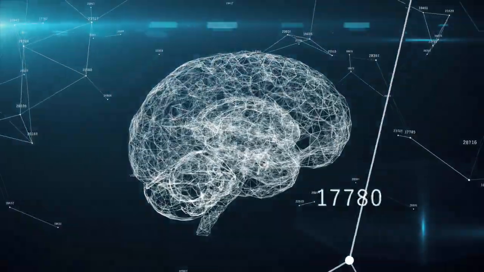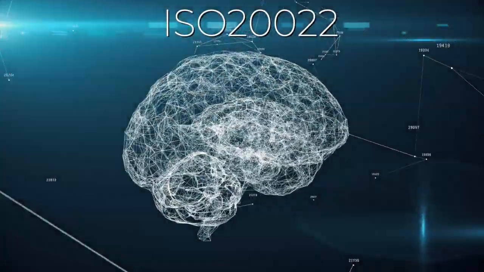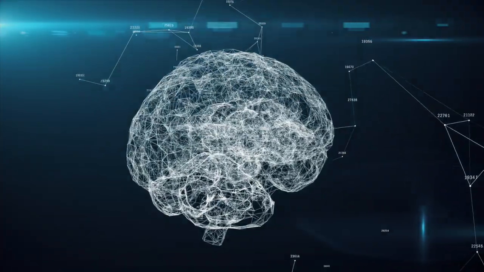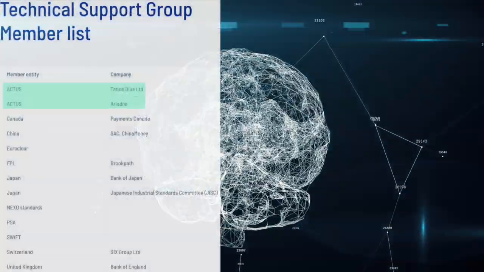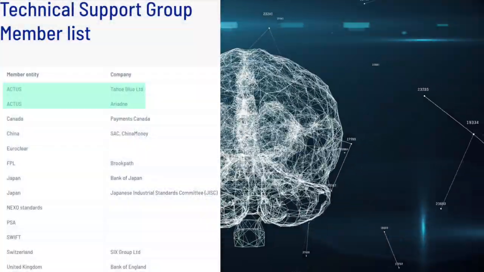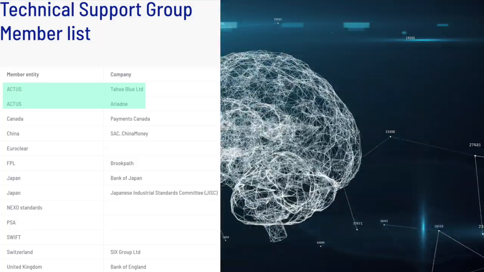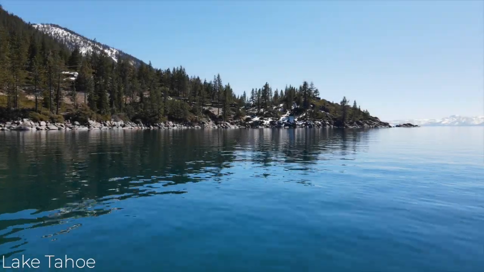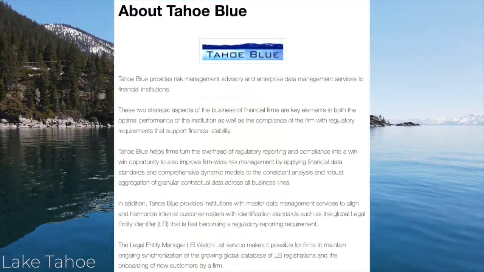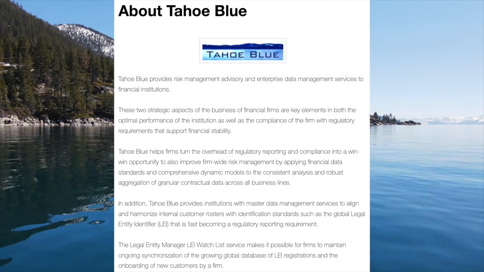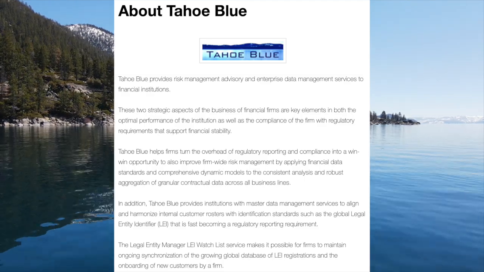So this group definitely has to know the process of ISO 20022 inside and out, right? What do we see here? ACTUS is listed and registered under this list too, with the two companies registered under ACTUS as Tahoe Blue and Aerodane. Tahoe Blue, as you can guess, is another finance-oriented company that works with ACTUS, though their main focus is on risk management and finance.